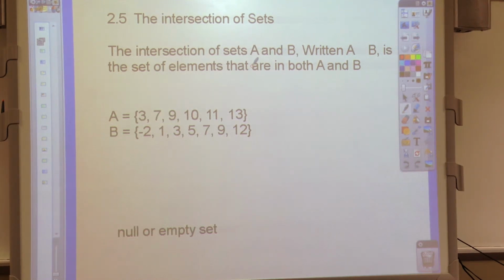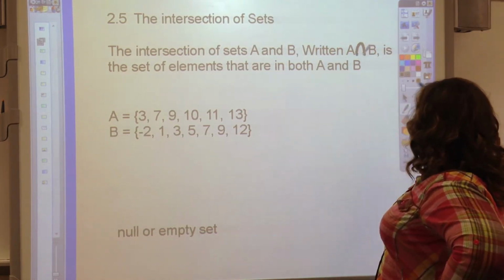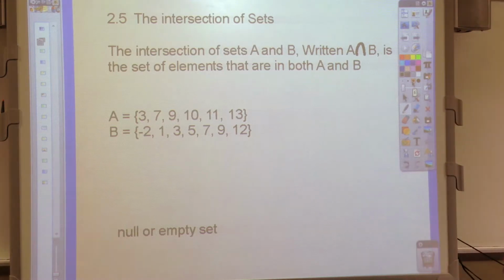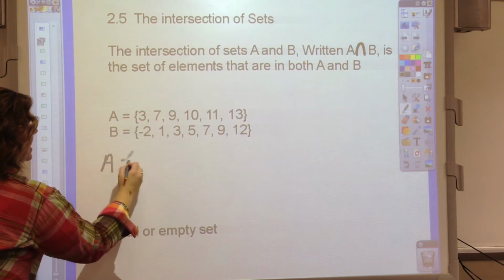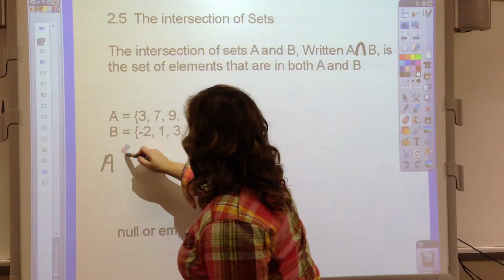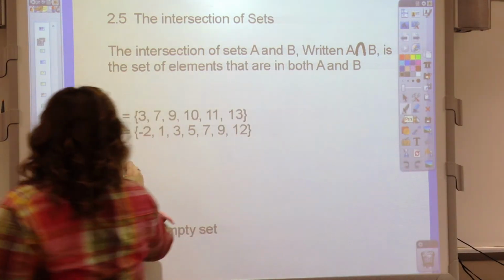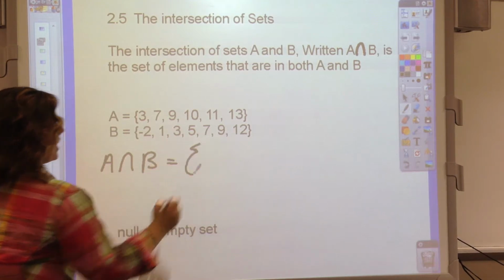Today we're going to talk about section 2.5, the intersection of sets. The intersection of sets A and B is written like this: A intersect B. And it's the set of elements that are in both A and B. So if I look at A and B and I look for the intersection of those sets, we are looking for the things that A and B have in common. So I would write A intersect B, and let's find the things they have in common.